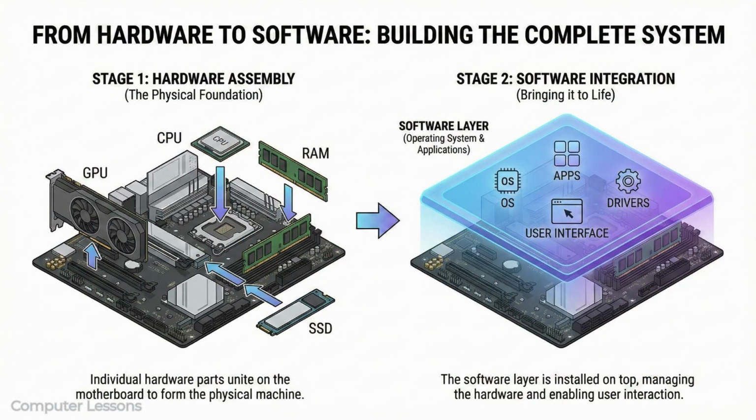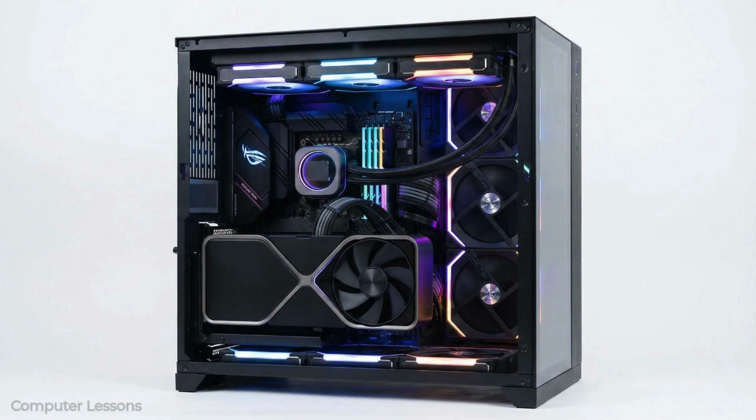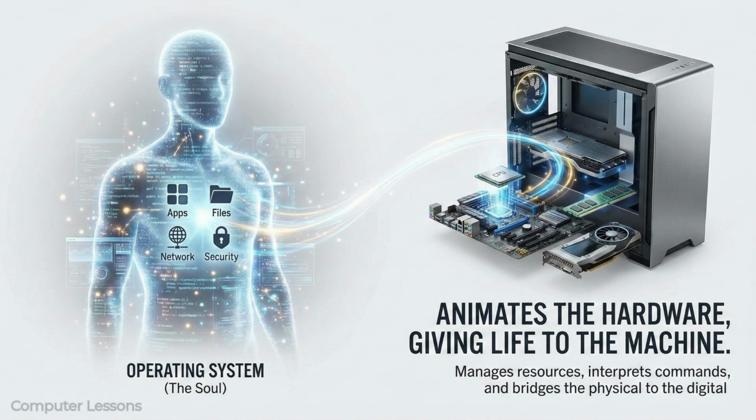Now we have the body and the brain, the CPU, the RAM, and the storage. Collectively, this is called hardware. It is the stuff you can physically touch. But hardware without instructions is just a pile of metal and silicon. It needs a soul. That soul is software.